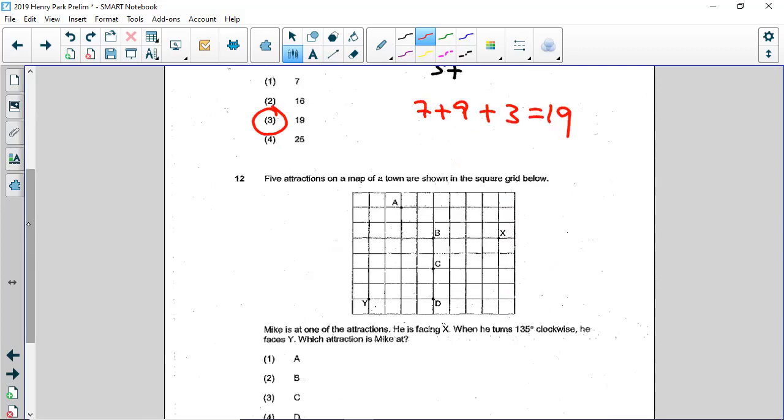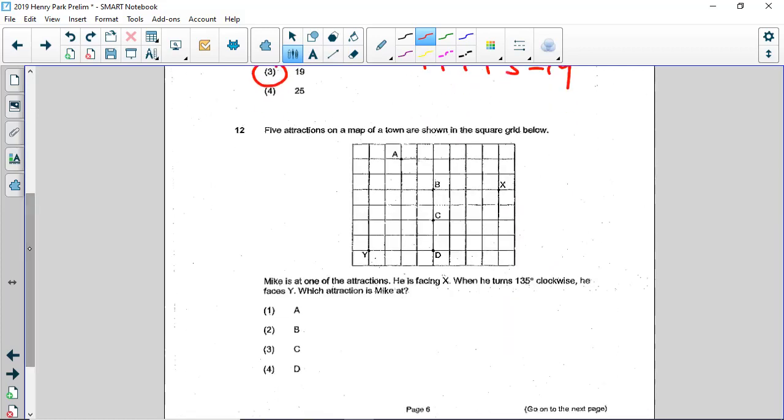Now this one you have to put the compass onto the map. Five attractions are shown. Mike is at one of the attractions. He's facing X. When he turns around 135 degrees clockwise, he faces Y. So Y is here, right? So where do you think he is? Maybe you have to do a little bit of trial and error.